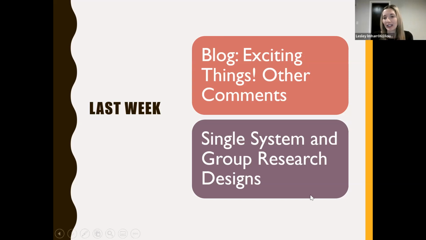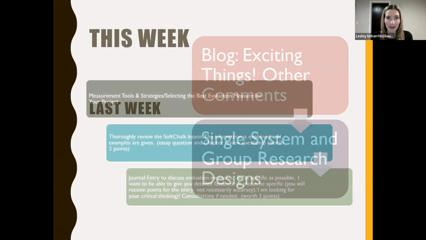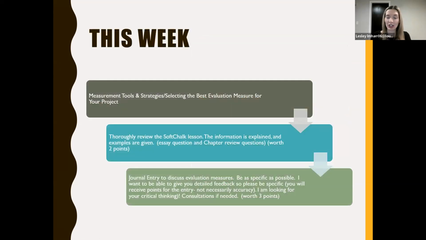We also focused on single system and group research designs before the break. So this week we are really transitioning from logic models into our final assignment, which is the program evaluation. In my feedback on your logic models, I am really challenging you to think about how you are going to measure these outcomes. You've come up with so many great outcomes. Some of you even did short-term, middle-term, and long-term outcomes, but then you have to think about how you are going to measure the increases and decreases that are happening amongst your population of focus.